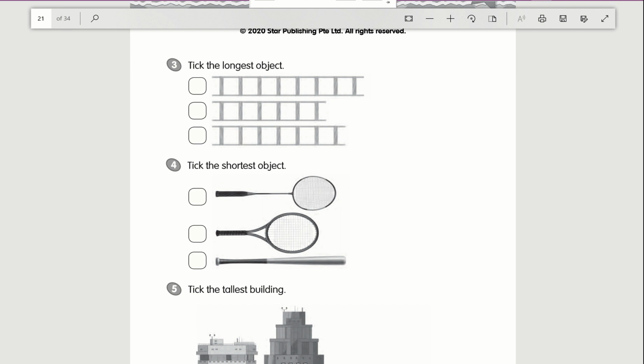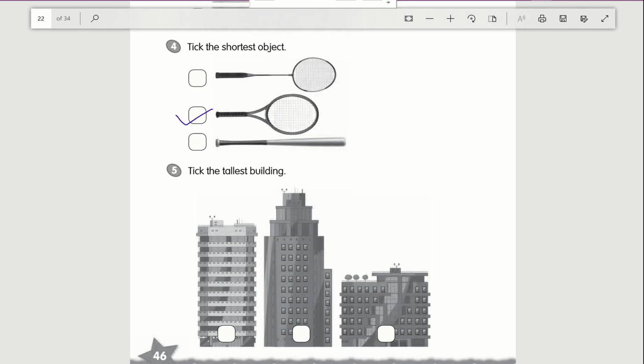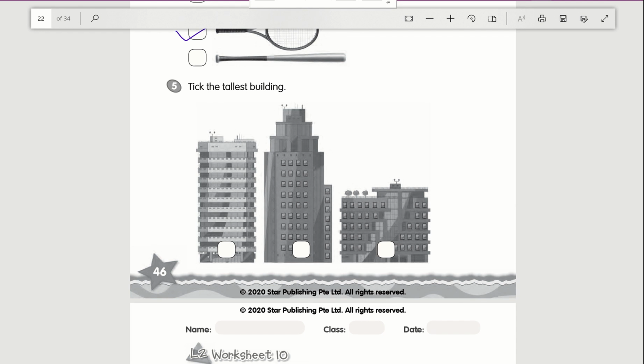Now we are making a comparison among three ladders. So we pick the longest one. And next, we take the shortest object, which is the tennis racket. Tick the tallest building. So the tallest building, it should be this option over here.